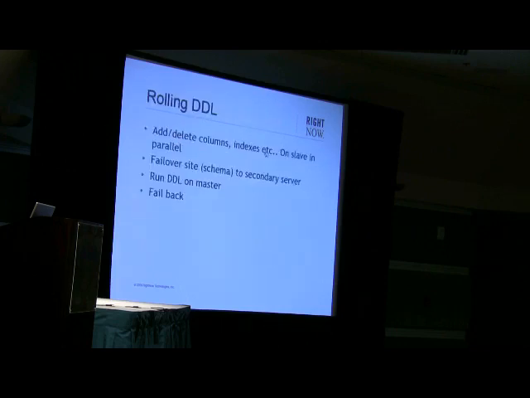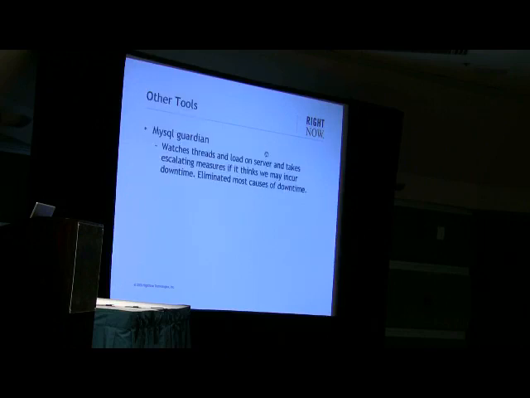race conditions. We do rolling DDL, similar to what a lot of other people talked about. We add and delete columns and indexes on the slaves in parallel, which means on all the slaves at the same time. Then we fail over master to secondary, and then run it on the master, and then come back.